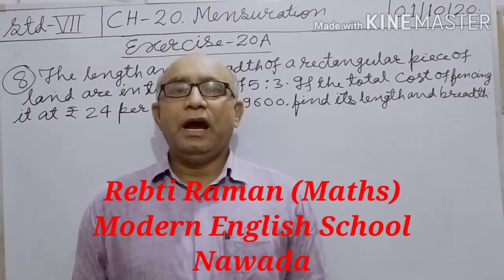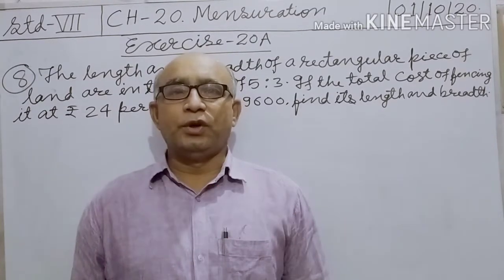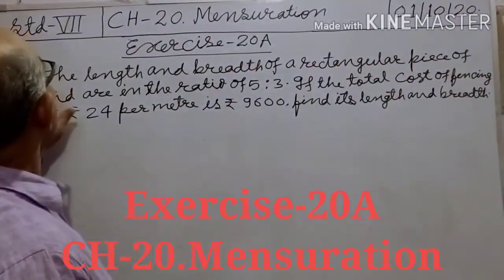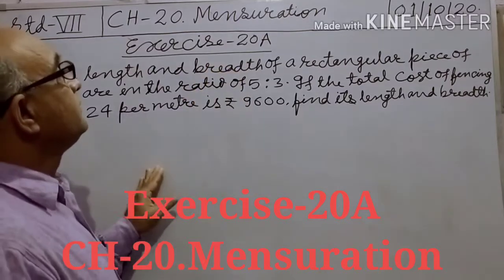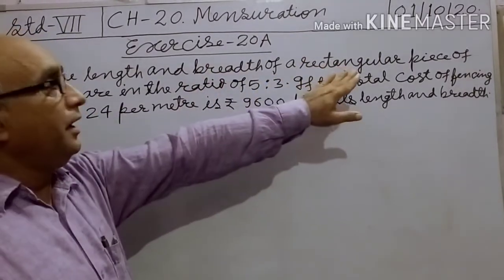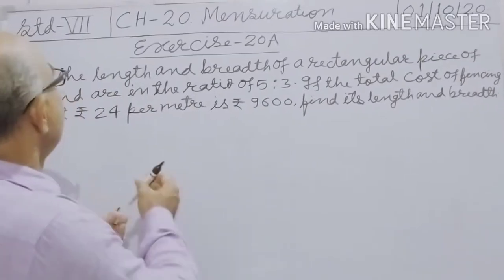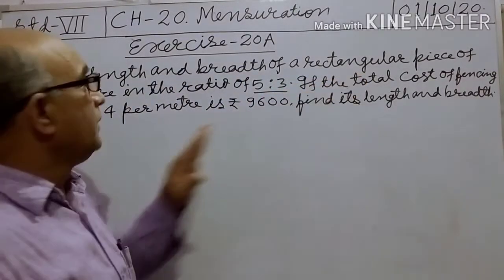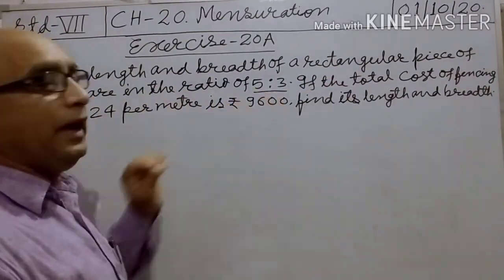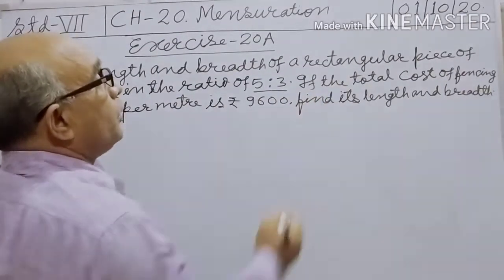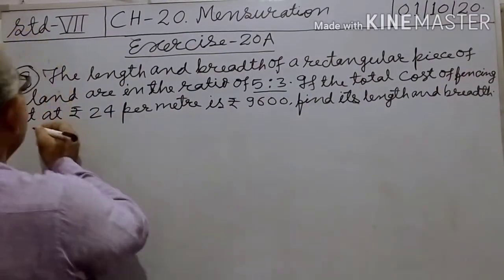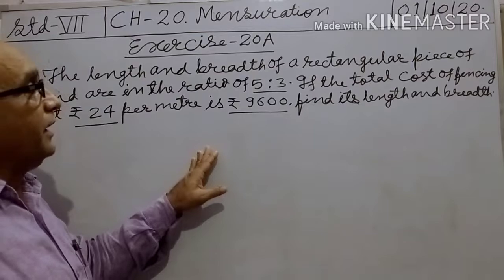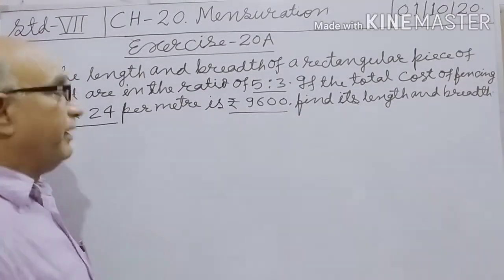Students, today I shall solve exercise 20A. One question is written here, question number 8. In this question, the length and breadth of a rectangular piece of land are in the ratio 5:3. If the total cost of fencing it at the rate of rupees 24 per meter is rupees 9,600, find its length and breadth.